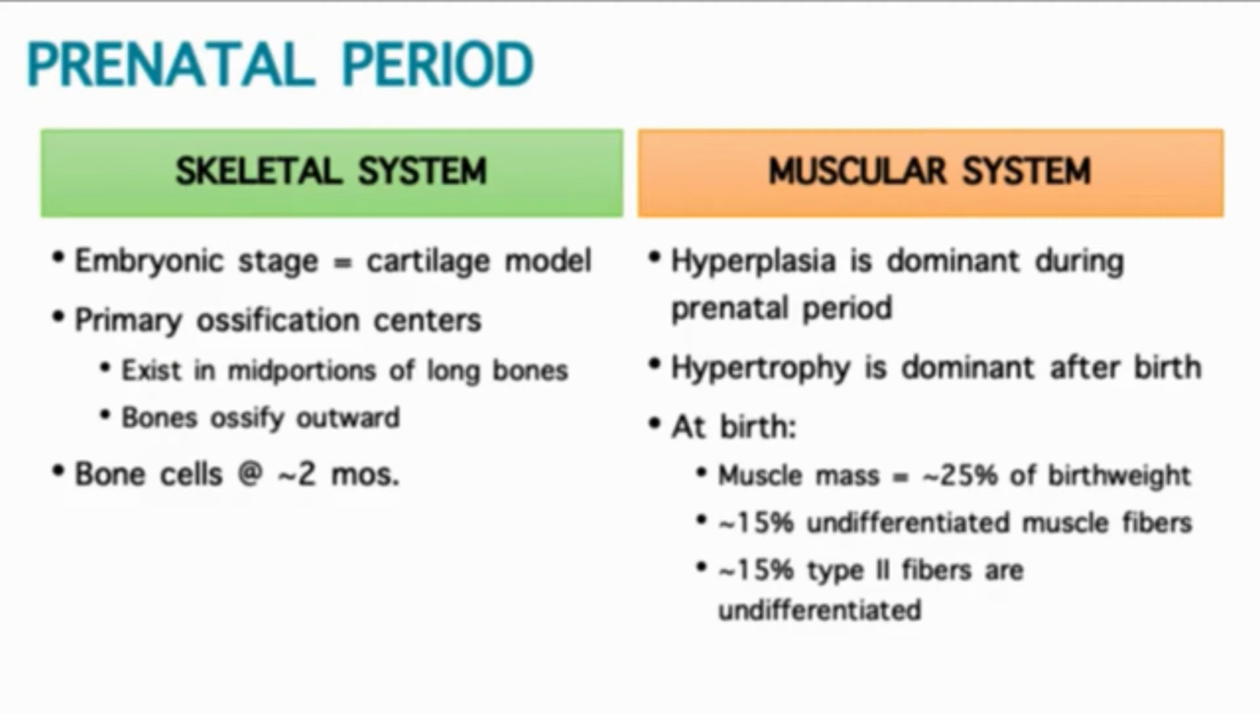As we get into the fetal stage, we start to begin the process of ossification, and this is going to happen at primary ossification centers, which exist primarily in the mid portions of long bones. If we're looking at other types of bones, such as irregular bones, short bones, sesamoid bones, etc., those are still going to have an ossification center, but the growth that happens in long bones is slightly different than we have in other types of bones. So just know that bones ossify outward regardless of the type of bone that we're looking at.